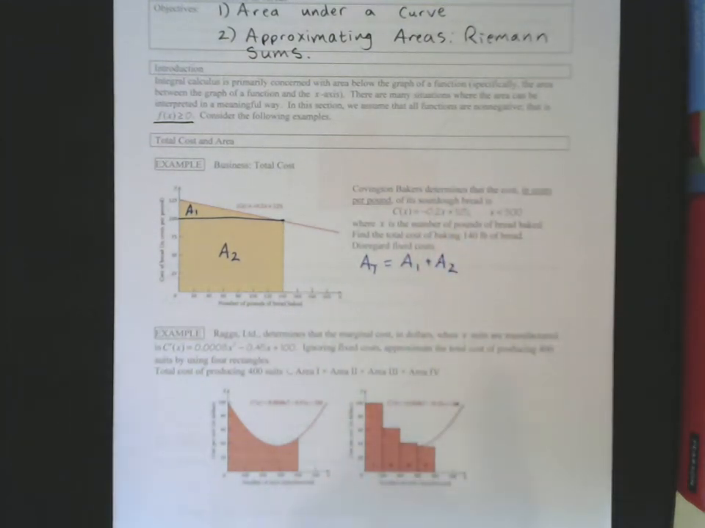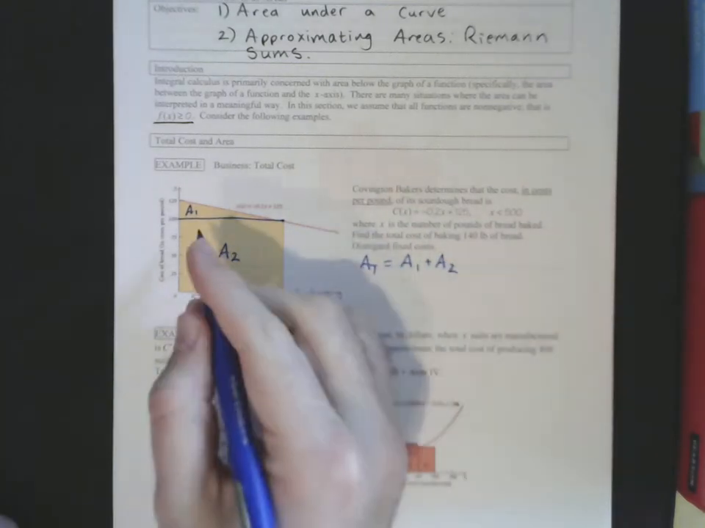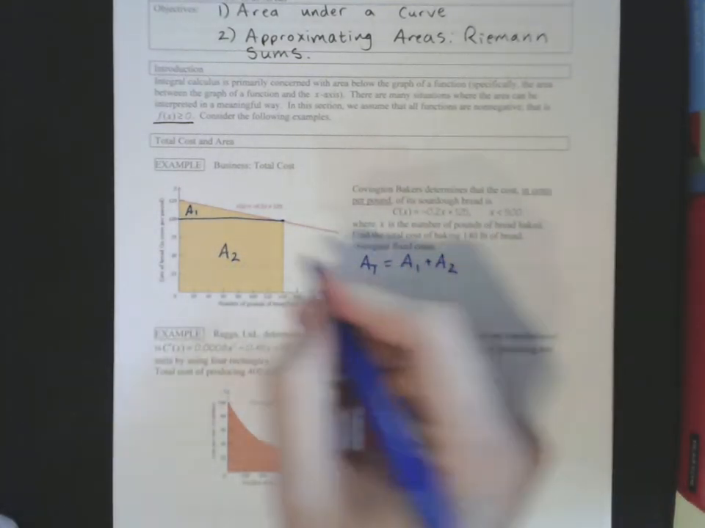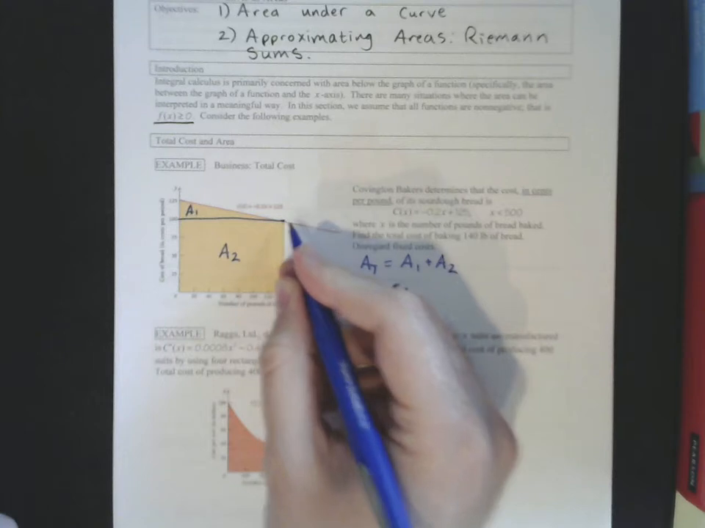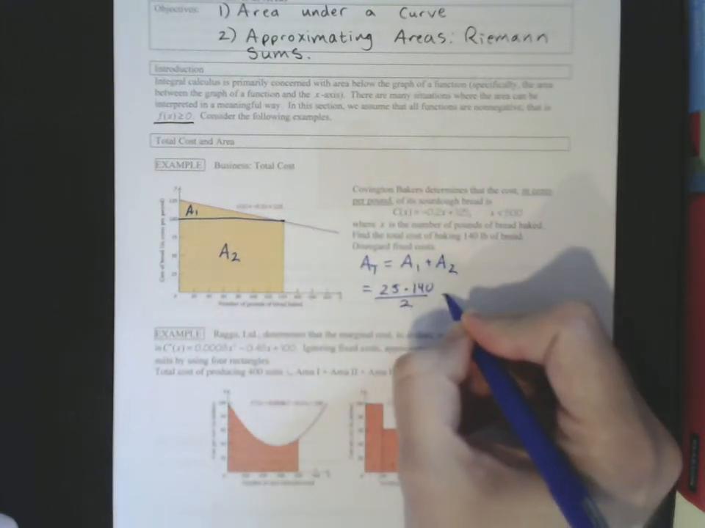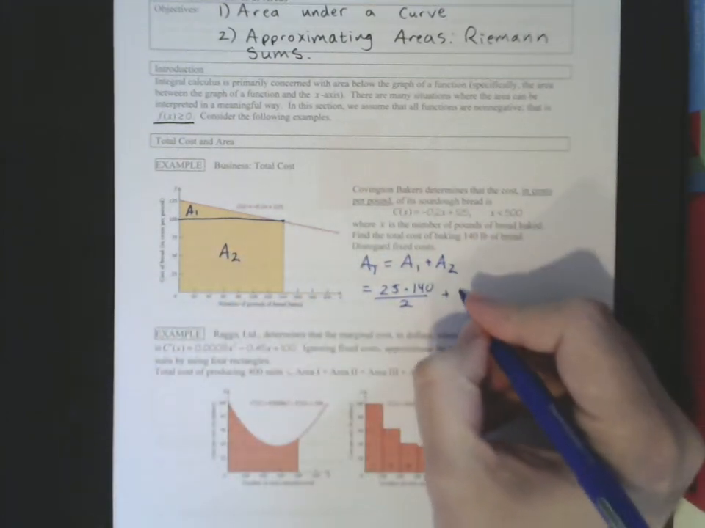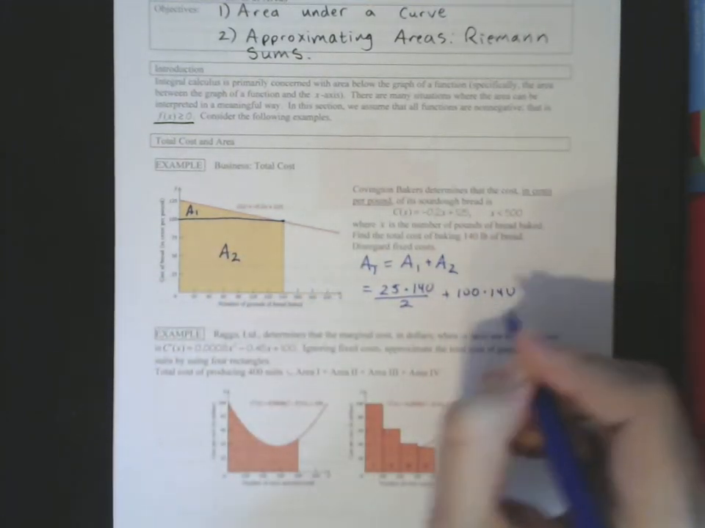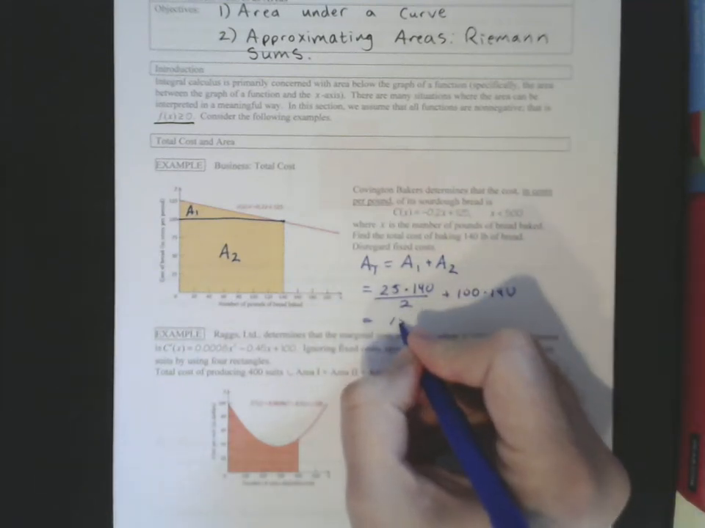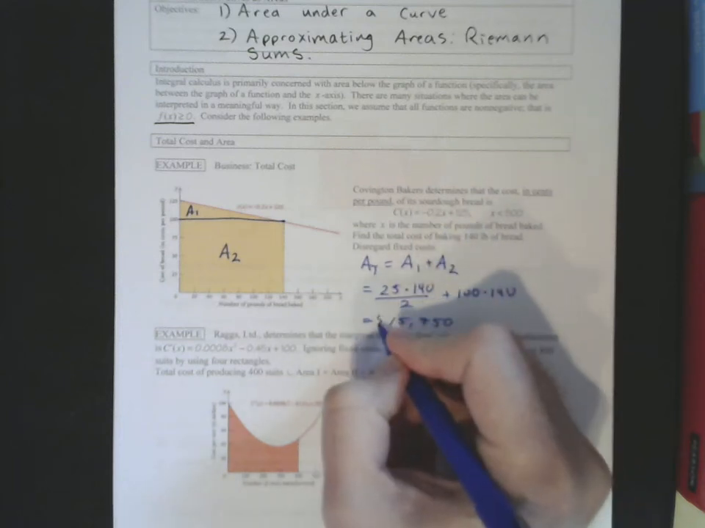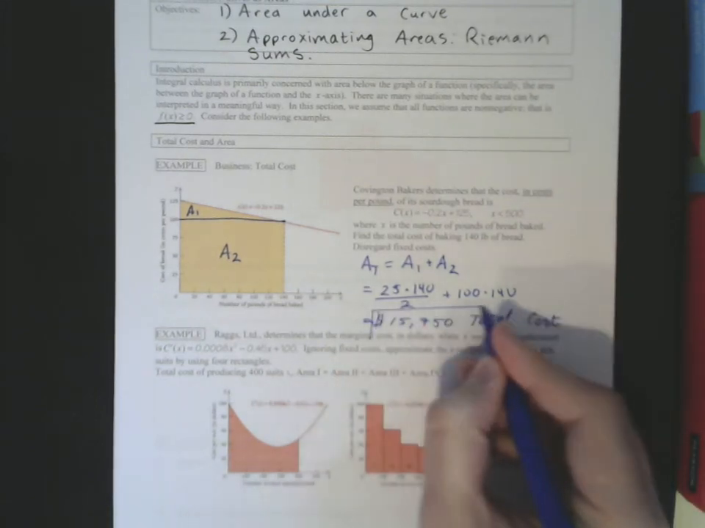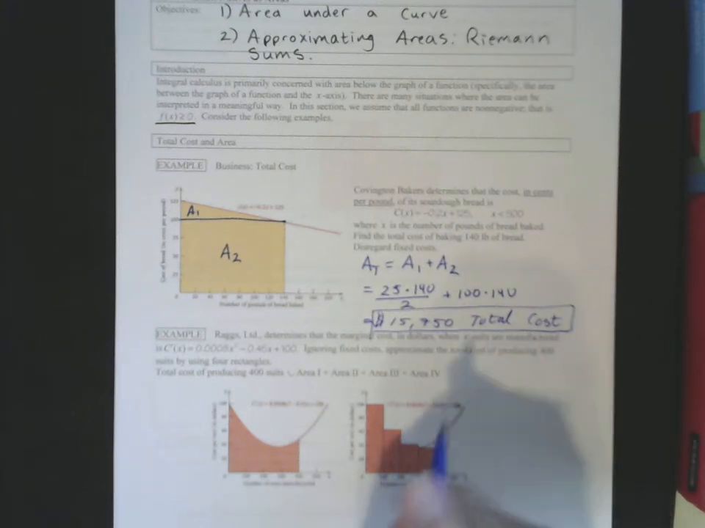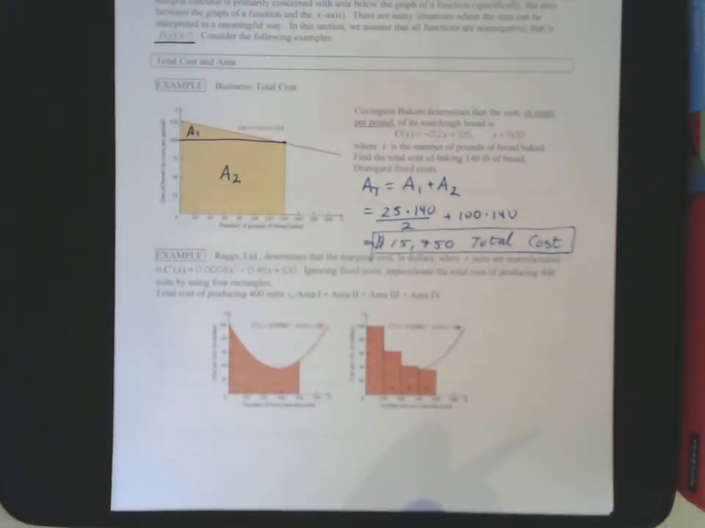Now, why would we want to split this? Well, this is a rectangle and this is a triangle. And we know the areas of rectangles and triangles very well. So the area of a triangle is 1/2 base times height. The height is 25, 100 to 125. And the base is 0 to 140, so 140 divided by 2, plus base times height, 100 times 140. And when we punch that into a calculator, we get 15,750. Since this is cost, this is in dollars, and this is total cost. So that's how much it will cost the bakery, ignoring fixed costs, for baking 140 pounds of bread.